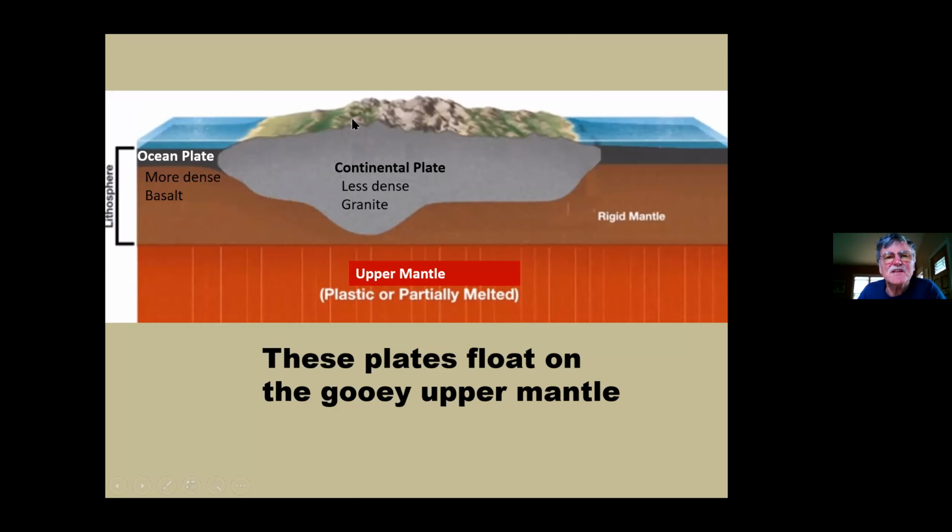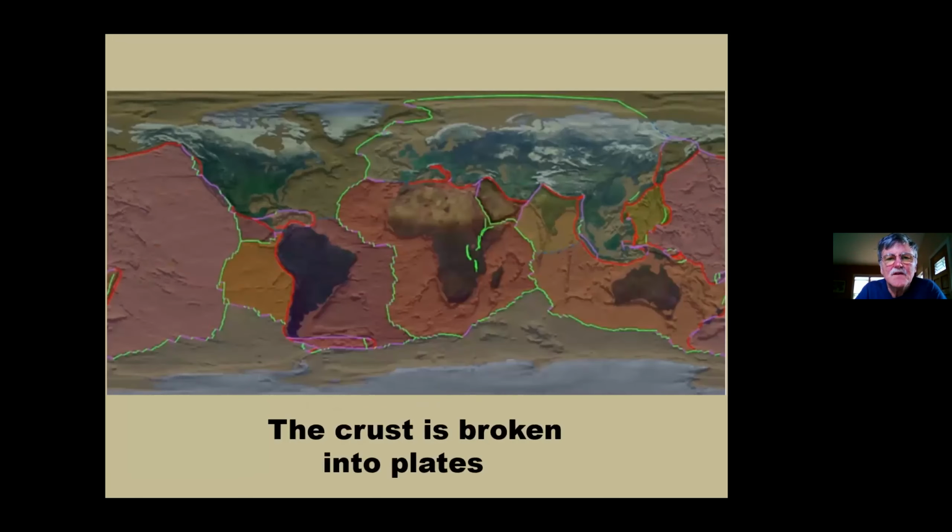So it's buoyant. It almost floats on this rigid mantle, on the buoyant upper mantle, buoyant plastic. And these crusts are broken into plates. That's important. Here's our plate right here. Here we are, Washington. And we have a mid-Atlantic ridge right here. Okay? And our plate moves this way.